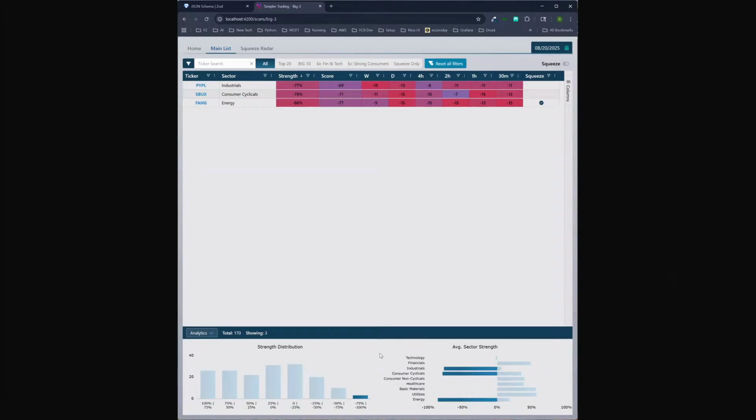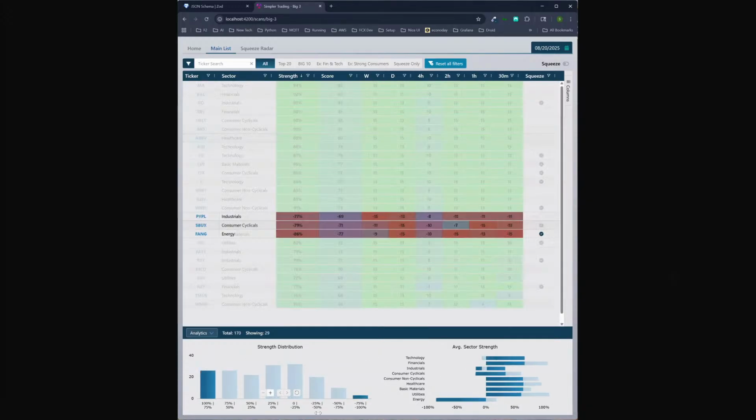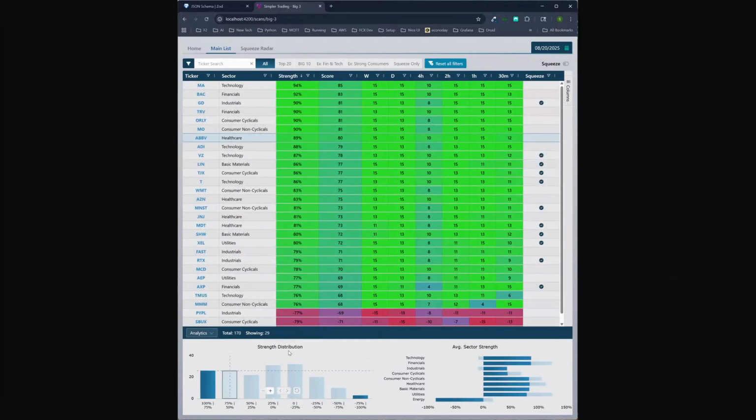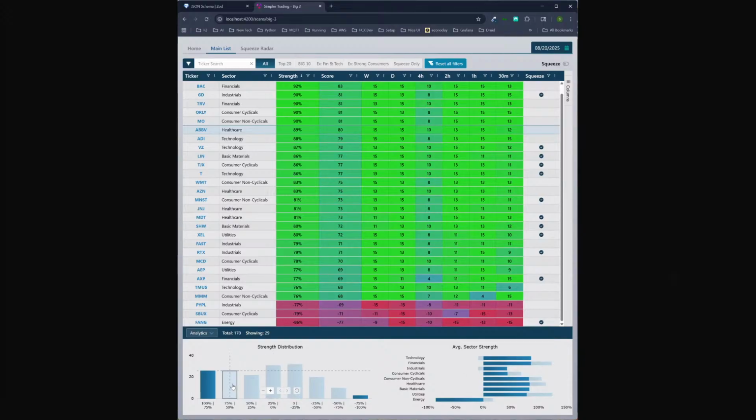I can do a combination. I want to say weakest and strongest, right? So I can click both, control click, right? And then now I have the weakest and strongest on the grid. And it also affects the average sector. So this is showing you, out of these 29 stocks, the distribution here on the sector strength.